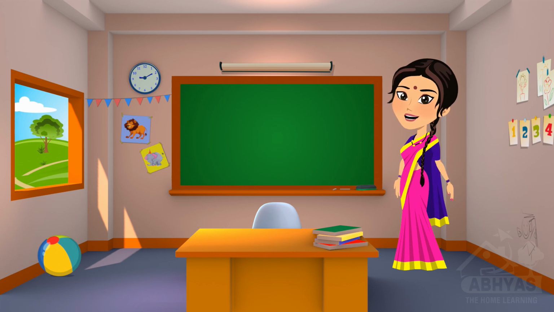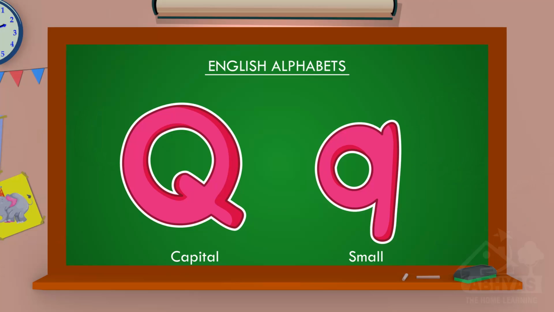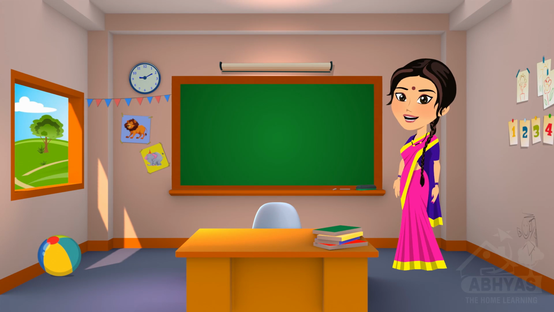As our previous video, today also we will learn how to write English alphabets. As I told you, there are two types of letters in English alphabets. One is capital and the other one is small. Do you remember I told you about daddy letters and baby letters?